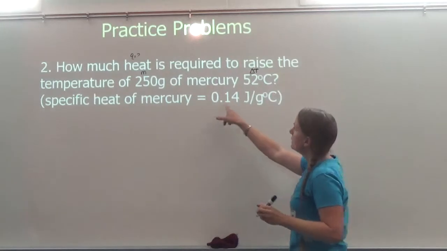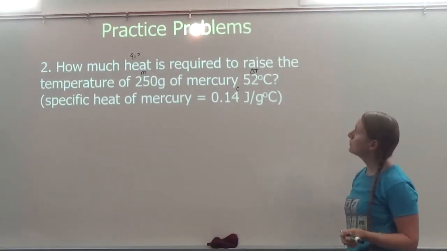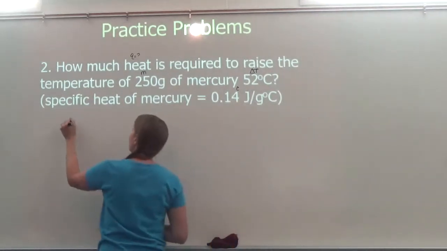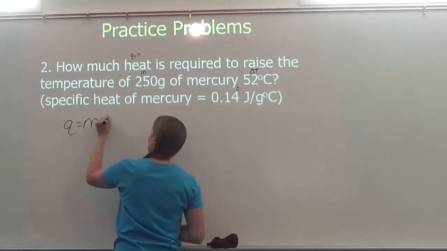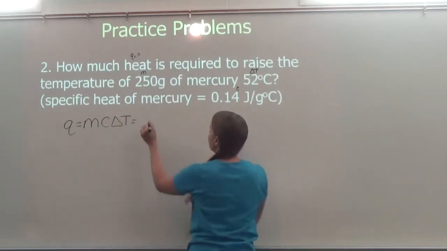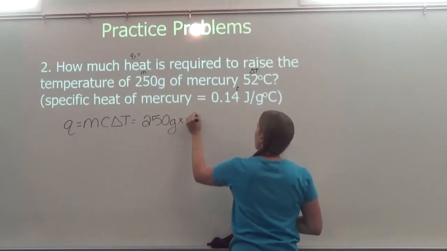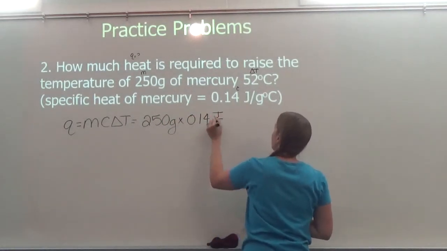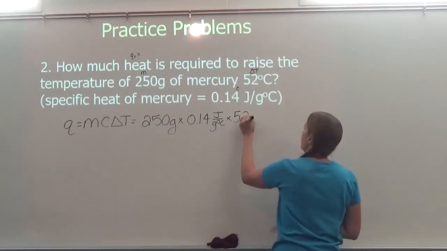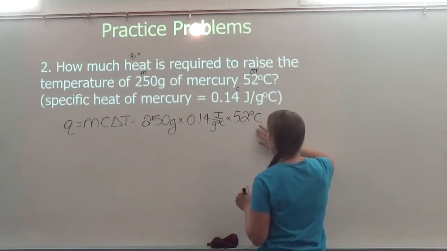Alright, and then it says the specific heat of mercury, which is C, is 0.14 joules per gram degree Celsius. In this case, I'm solving for Q, so I don't even have to rearrange my formula. Q equals MC delta T, so I can just plug in. My mass is 250 grams, my specific heat is 0.14 joules per gram degrees Celsius, and my temperature change is 52 degrees Celsius. Look, I don't know why I ended with a parentheses because I didn't start with one.